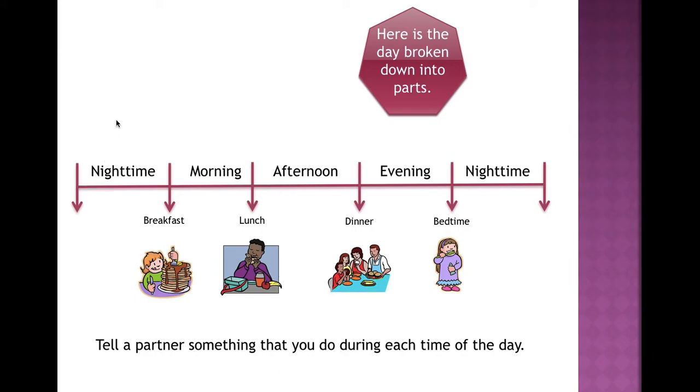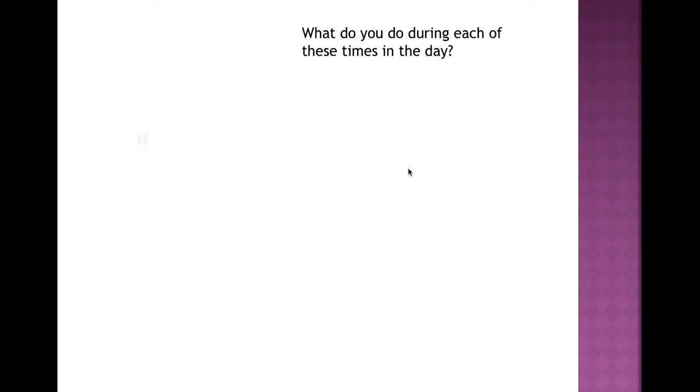So I can share with you guys, usually at nighttime I'm sleeping at both here and here. Morning time, I'm usually up eating breakfast, getting ready for the day. Afternoon time, I'm having lunch. And evening time, having dinner and usually playing with my daughter. What do you guys do during each of these times in the day? We have morning, afternoon, and evening. And this can be either when you're at school or right now that you're at home.